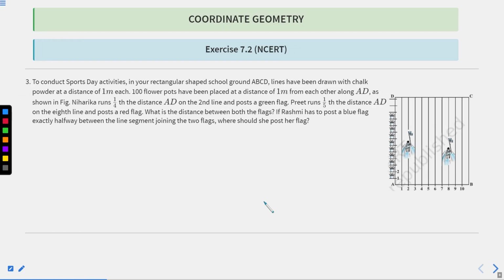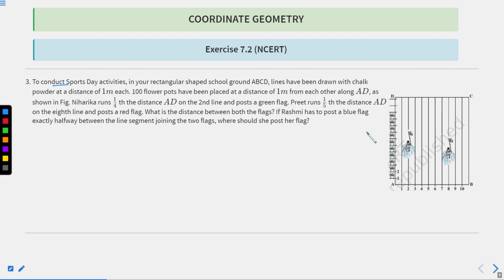So here we move to question number 3. In question number 3, we have been given this situation: to conduct the sports day activities in your rectangular shaped school ground ABCD. You can see this figure. This ground is a rectangular shaped ground.